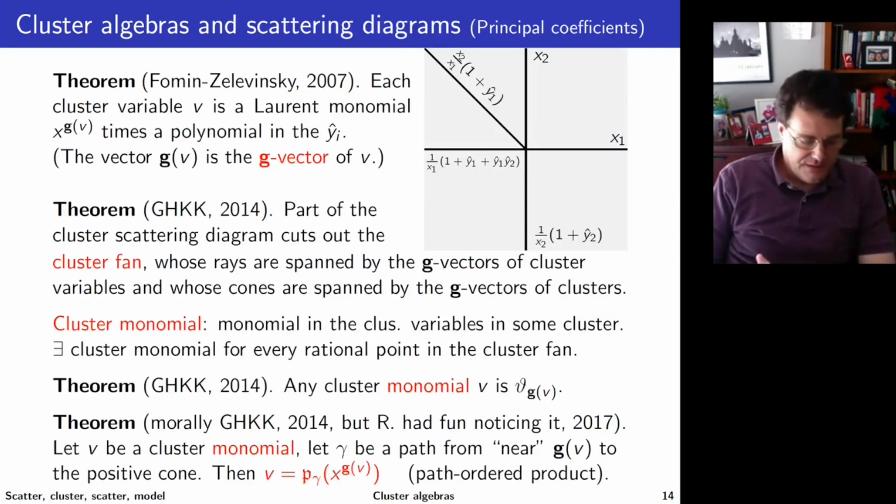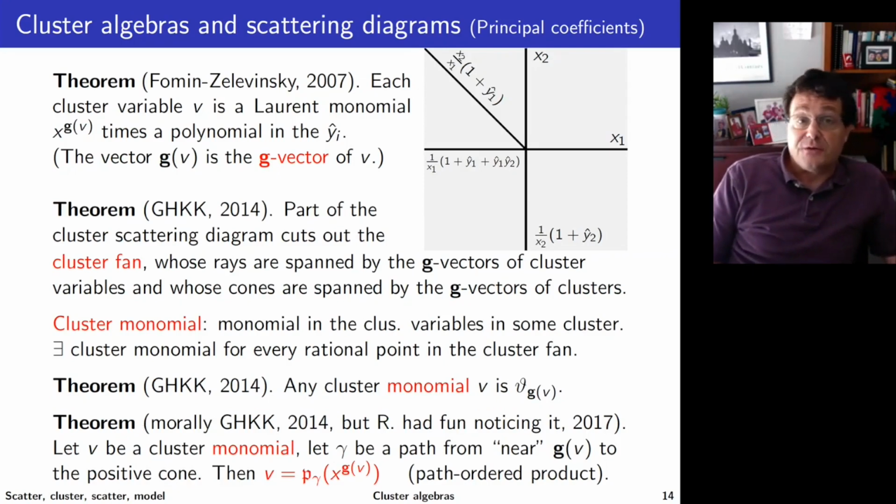Let me try and just mention now some theorems. First of all, it's a theorem of Fomin and Zelevinsky, which I just referred to on the earlier page, that each cluster variable is a Laurent monomial in the x's times a polynomial in the y hats. And that vector giving the exponents of the Laurent monomial is called the g vector of the cluster variable.